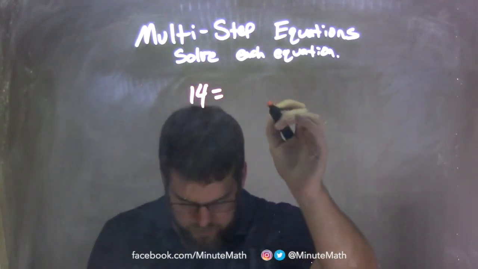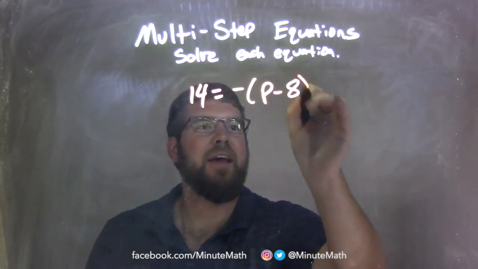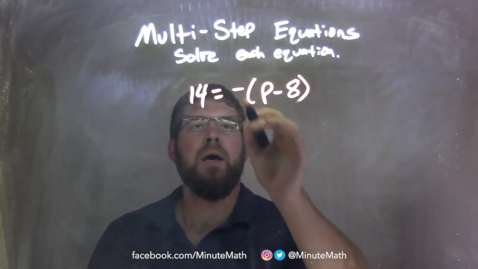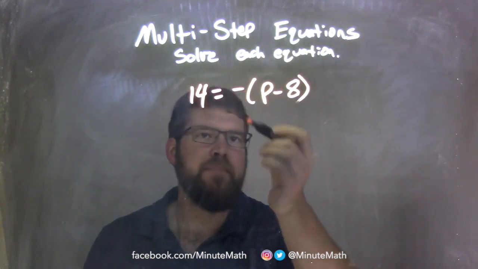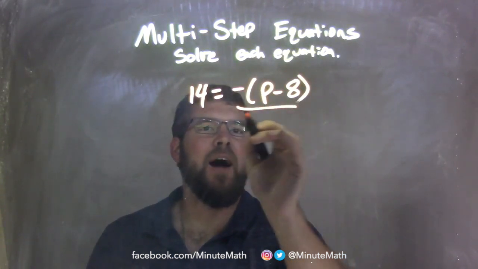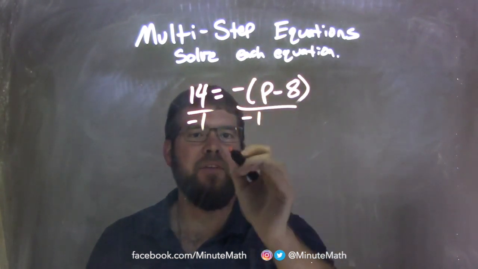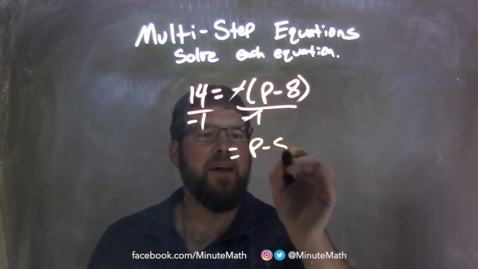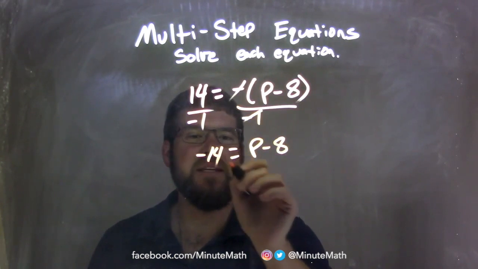14 equals negative, parentheses, p minus 8. Well, I want to get rid of that minus sign on the outside, that negative. It's really a negative 1 times p minus 8. So I'm going to divide both sides by negative 1. What that does is get rid of that negative outside. So those cancel here, and we're left with just p minus 8 on the right. And 14 divided by negative 1 is just a negative 14.